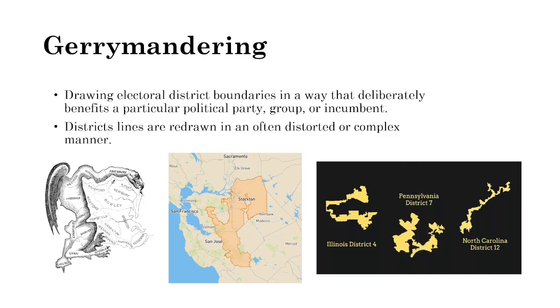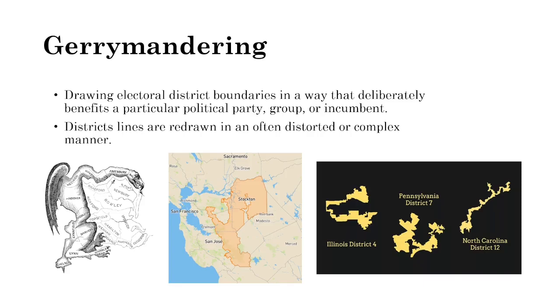It's pretty easy to recognize because the districts are often distorted or have very complex shapes, like these three here: Pennsylvania, North Carolina, and Illinois. They're very scattered, they're very distorted. There's a lot of different little trails on the ends of them. They don't really look like anything. They just look like a toddler drew them.